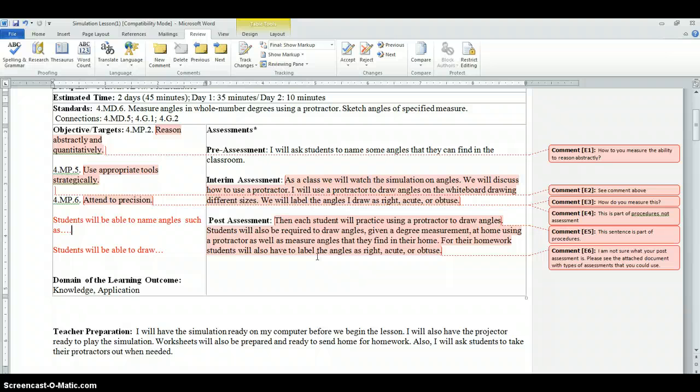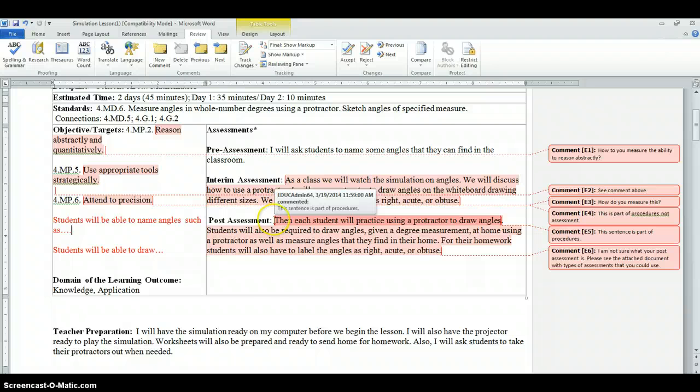you were writing things like, then each student will practice using a protractor to draw angles. This is a problem because when you say we'll practice, you are now telling me about the procedure and all the stuff which I'm not supposed to be knowing at this point, because I'll see them in the procedure section. So under post-assessment or interim assessment, just be straight and very simple. Indicate what type of assessment you are going to use. If you are going to say they are going to have a writing assessment in which they will draw something, that will be part of your assessment.